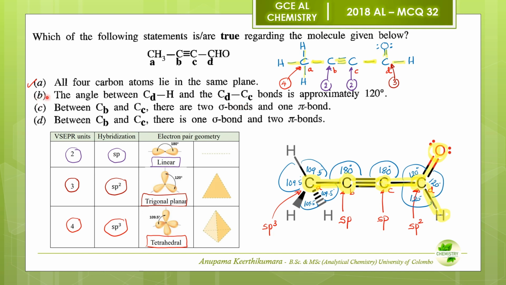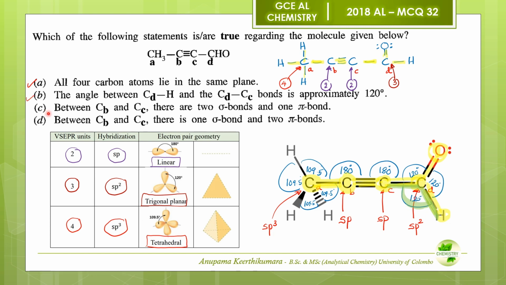Statement B: the angle between the CD-H bond and the CD-CC bond is approximately 120. So this is the CD-H bond. This is the CD-CC bond. The question asks you about this bond angle. Usually, the bond angle is 120 if these three bonds are identical. These three bonds are not identical, therefore, these bond angles are approximately 120. Therefore, the second statement is also correct.